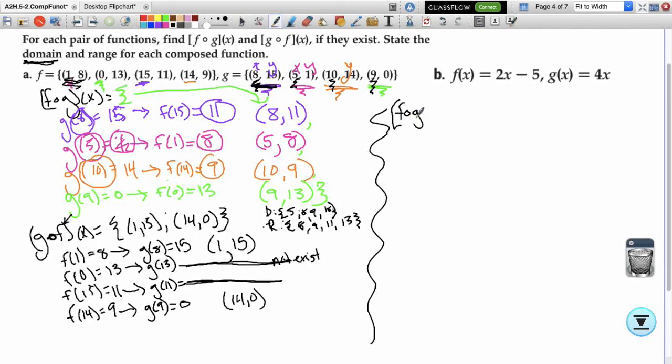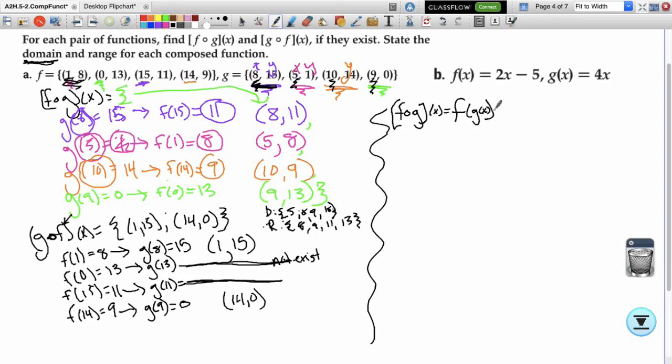F of g of x. So what this is telling me is take my f function, plug into my f function my g of x. Okay, they did not give me a number for x. I'm keeping it as x. This, folks, even though this looks different, is something that we actually have practiced before. We just didn't double check if they were compositions.